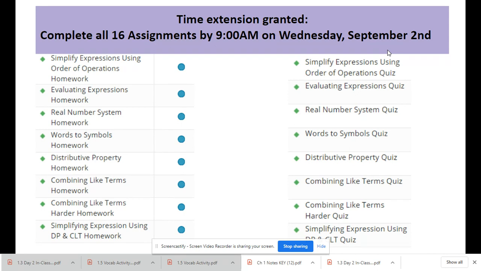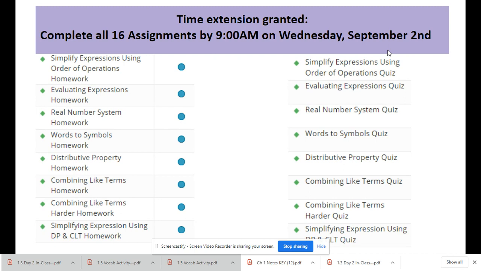So what are we working on today? Well, I've given you a time extension. We need to complete all 16 assignments by 9 a.m. on Wednesday morning, September 2nd. Initially, I had this due for last week, but I know that some of us are just getting the hang of Math Excel and getting everything going. So we should have 16 total, 8 homeworks and 8 quizzes, complete by Wednesday morning.